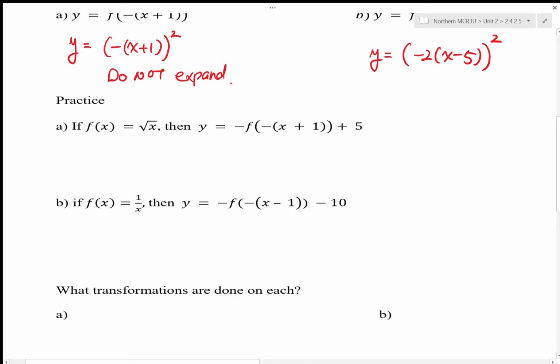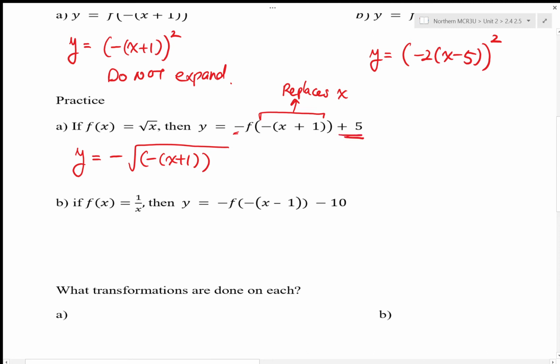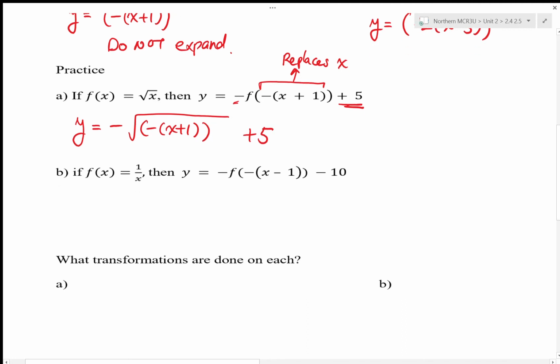Now, in this case, we have the negative outside of the function. So the y then equals negative f at negative x plus 1. Now, remember, this replaces the x, the previous x. So it will be square root of, instead of saying x, it will be negative x plus 1. Then this plus 5 is done outside of the function, so it stays outside of the square root. The square root here is the function, right? So hopefully you get that one.